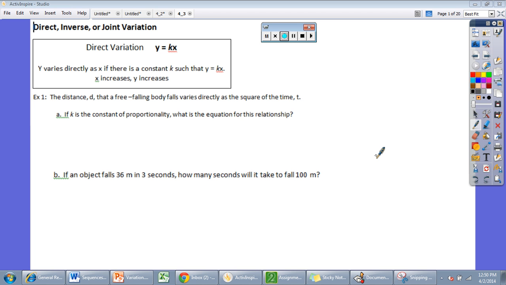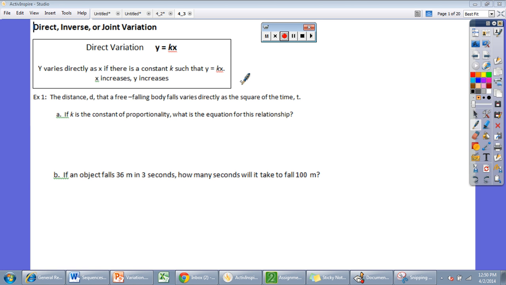This video is an introduction to variation, going over what you covered in Algebra 1 and just a quick introduction to joint variation, which is the new piece here in Algebra 2. So direct variation, you see the snippet here, y varies directly. This is the equation that you should use.